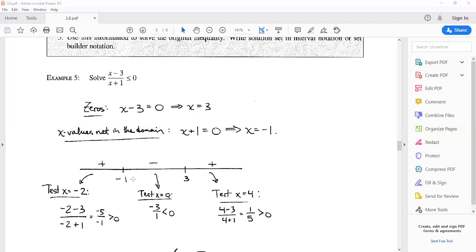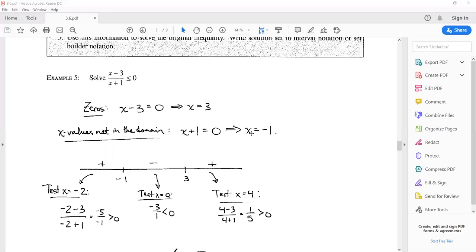So it looks like we found the places where this function is negative. It's in between minus 1 and 3. But notice, they ask us where this function is less than or equal to 0. And we have one other place where this function equals 0. That is at x equals 3. Notice that x equals minus 1 is not a place where this whole rational function equals 0, but rather a place where this rational function is undefined.